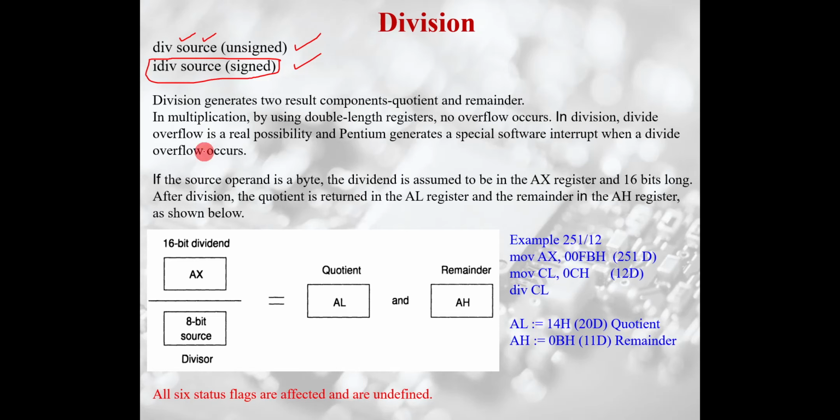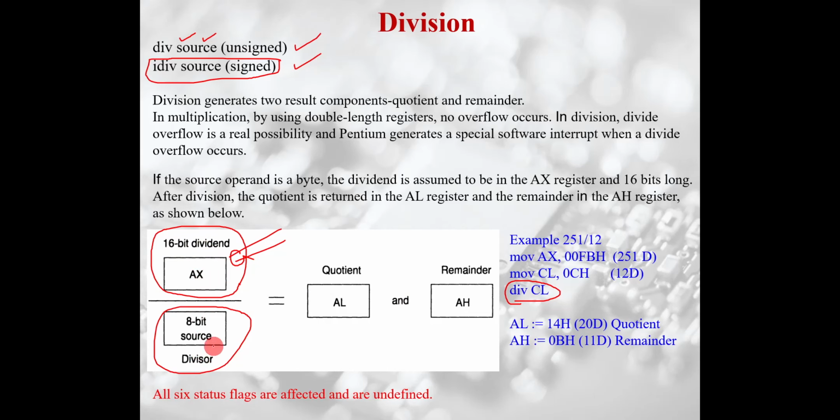Now, obviously, if I have to do an 8-bit division, like in the case of multiplication, I don't have to declare the dividend. Only the divisor needs to be declared. The dividend is by default taken as the AX register. So you need to store the dividend into the AX register before you give this div command, and then you give the divisor.